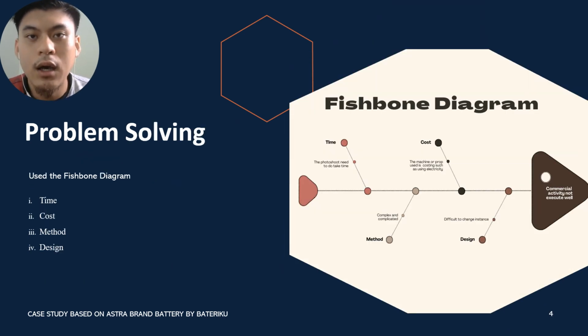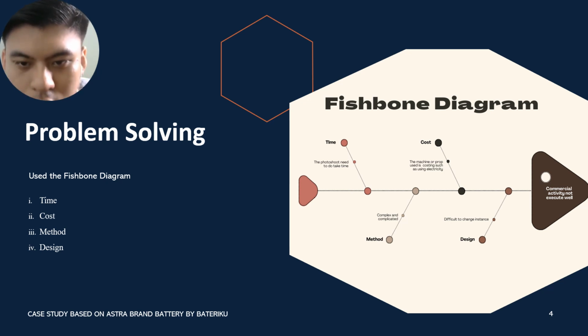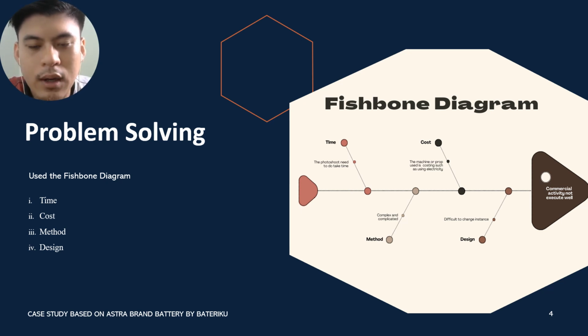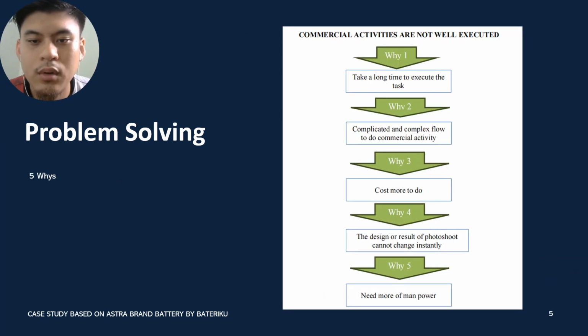For the problem solving, I use the fishbone diagram. In the fishbone diagram, as we see in the figure, it consists of time, cost, method, and design. So we can see in the fishbone diagram the detail for each criteria.